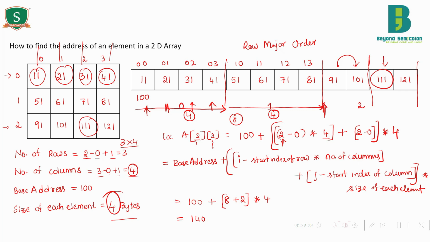Let us see whether it is the answer that we get or not. Manually, if you do 104, 108, 112, 116, 120, 124, 128, 132, 136 and 140. 140 is the address of element 111 where its index is 2, 2.